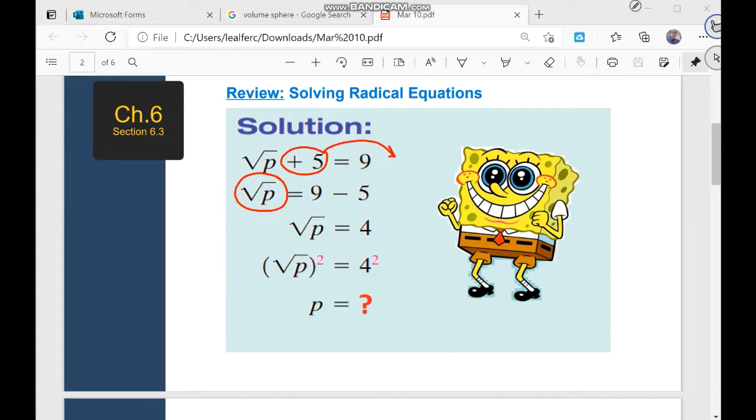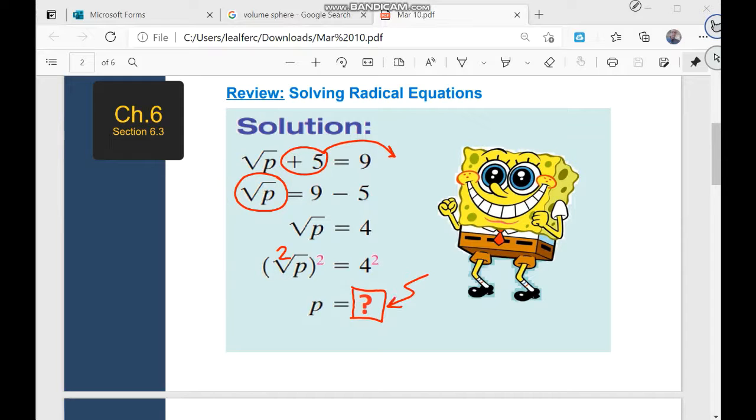The positive 5 moves to the other side as a negative, so it becomes 9 minus 5. Then the next step, you just simplify. 9 minus 5 equals 4, right? So you have square root of p equals 4. And the one step before the end, you apply the square on both sides. You apply the same index as the radical as the power of both sides of the equation. And what is the number that's missing here?